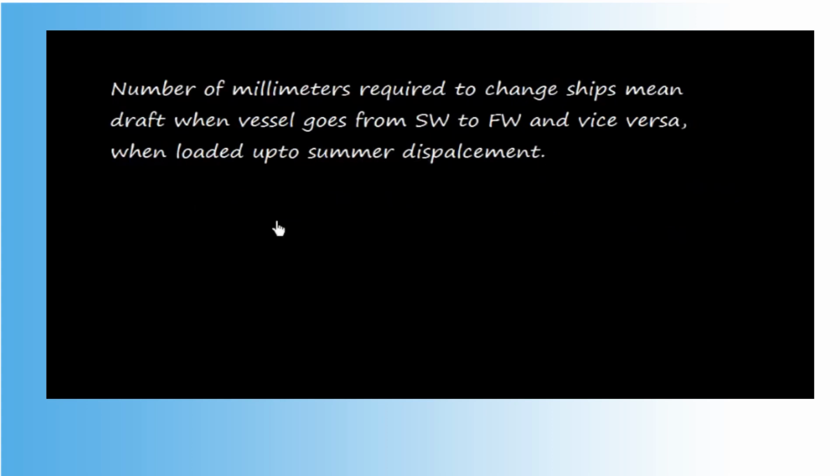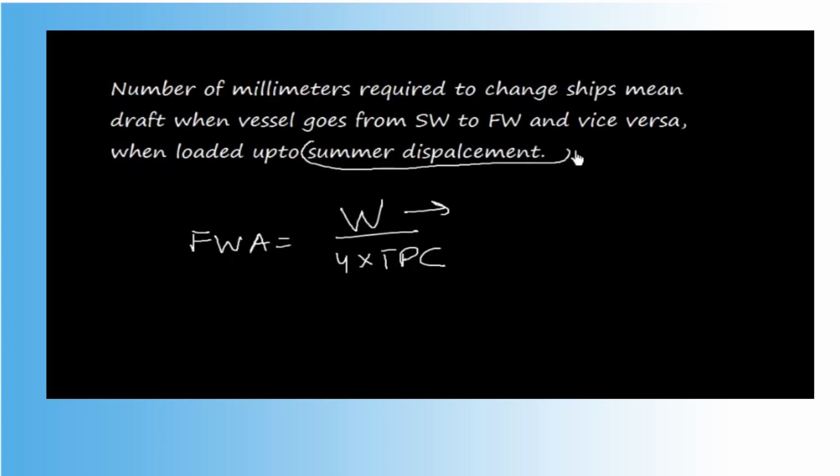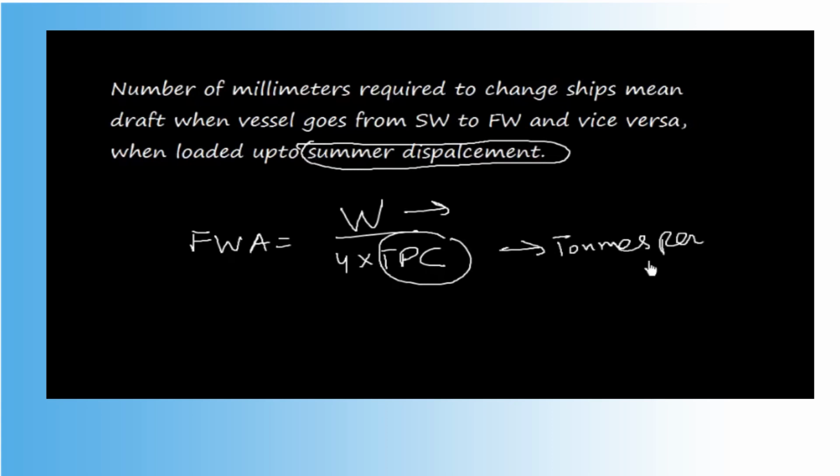And this freshwater allowance is given by this formula. Freshwater allowance is equal to W divided by 4 times TPC, where W is the summer displacement and TPC is tons per centimeter, and this freshwater allowance is given in millimeters.